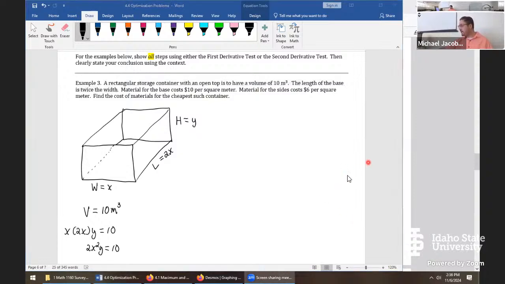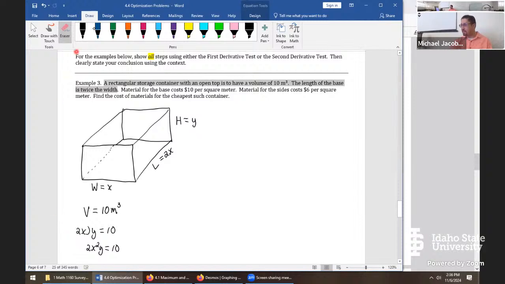Jamie said, where did the extra X come from? I think you're referring to this X potential. Oh, didn't mean to scribble on it. Let me try again. Are you referring to this X right here?